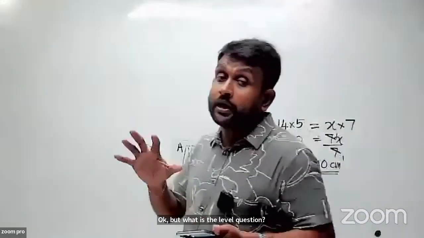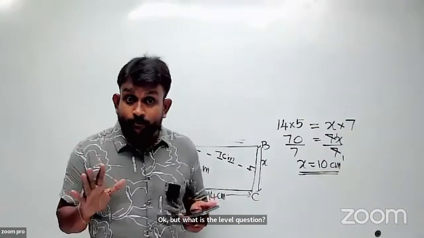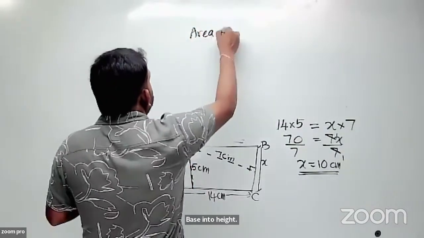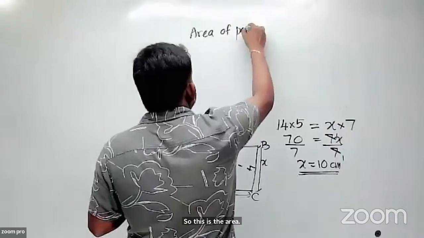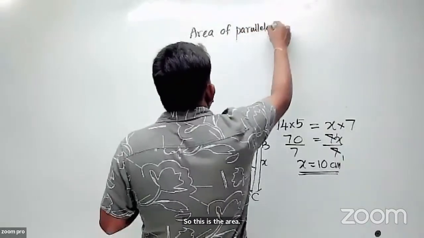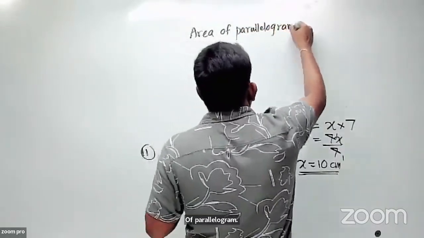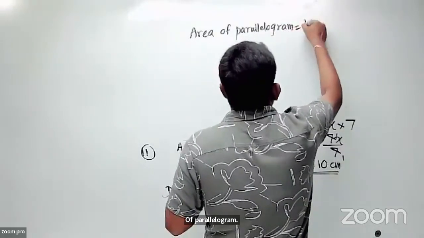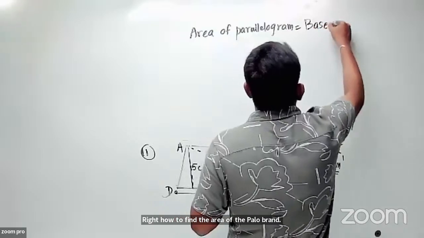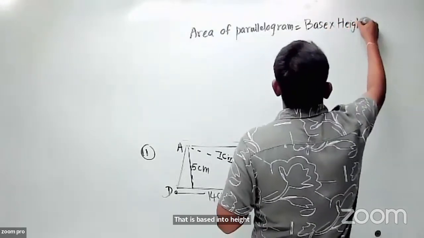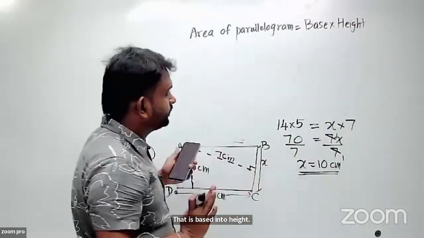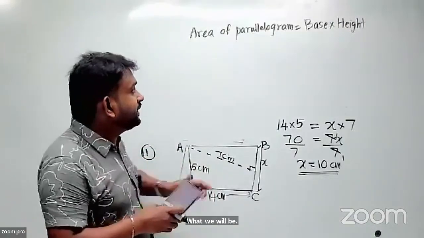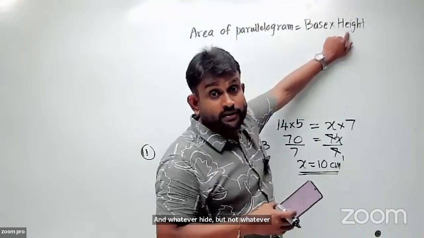Here, Buddha, how to find the area of a parallelogram: base into height. So this is the area of the parallelogram, right? How to find the area of the parallelogram? That is base into height. So you can select whatever base and whatever height, but not whatever height, likely the corresponding height to that base.